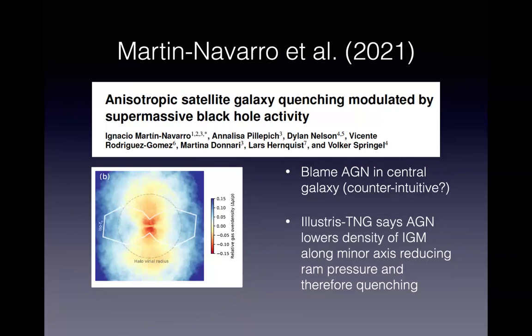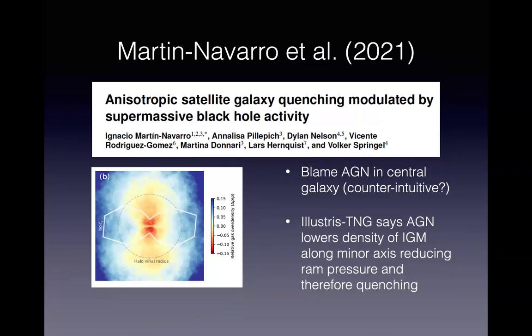But this is a stack from Illustris TNG of gas density, and red here means low density, and that is the major axis of the central galaxy. And you can see that the gas is lower density above and below that major axis.